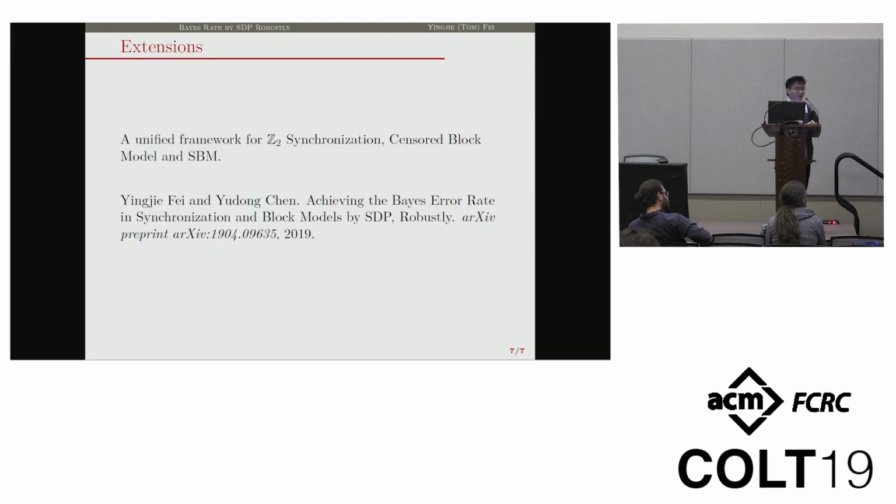Finally, I want to mention that the framework provided in this work can also analyze the Z2 synchronization problem, as well as the censored block model. For more information, you can check the arXiv preprint, and we will also have our poster tonight. Thank you.